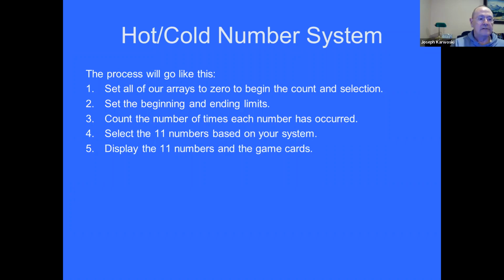Okay, number 4, select the 11 numbers based on your system. So you pick the 11, you put them into that group, and then finally display the 11 numbers and the card that you're playing. Are there any questions on the 5 steps in this process that you're going to do?